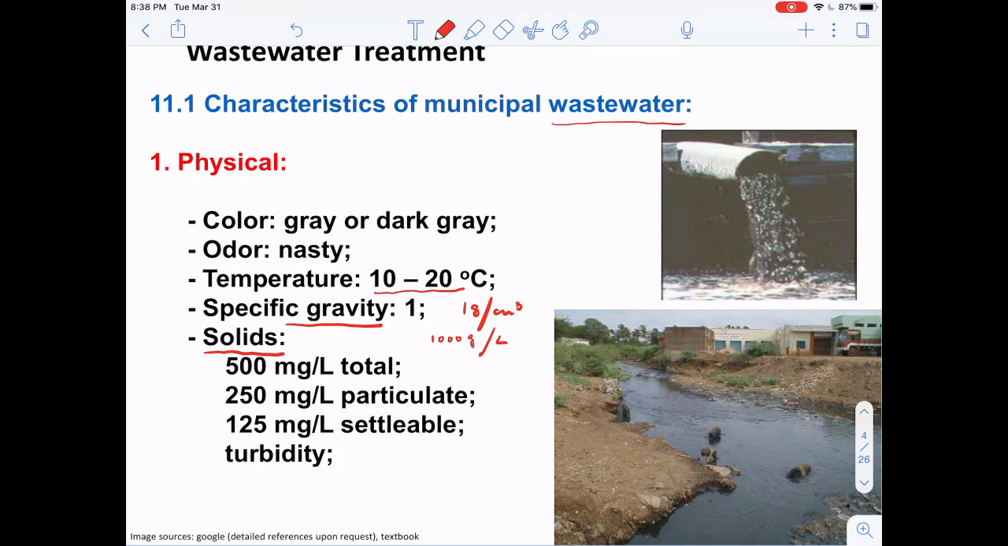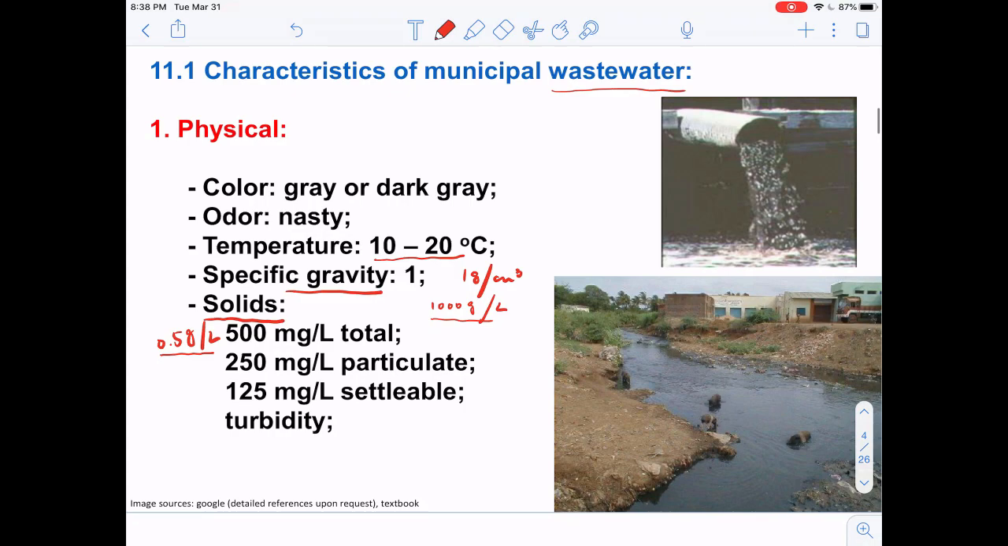So typically, municipal wastewater is going to contain around 500 milligrams per liter of total solids, which is around 0.5 grams per liter. As you can see, this solid content is really minimal, or negligible, compared to the mass of the water in there. Among these 500 milligrams per liter of total solids, half of them exist as particulates.